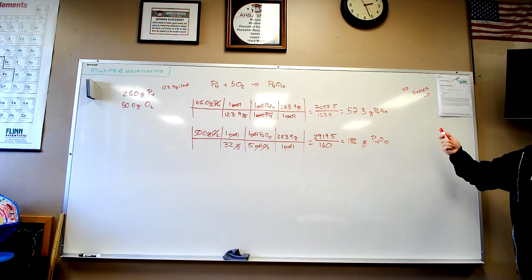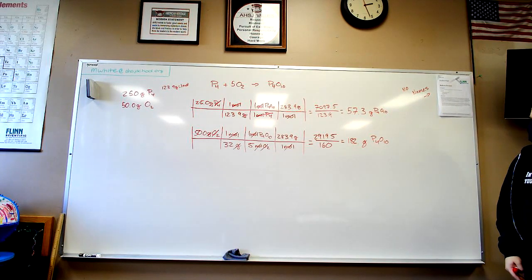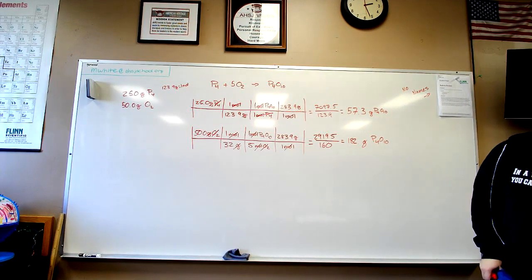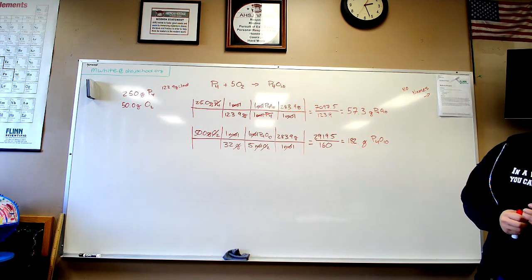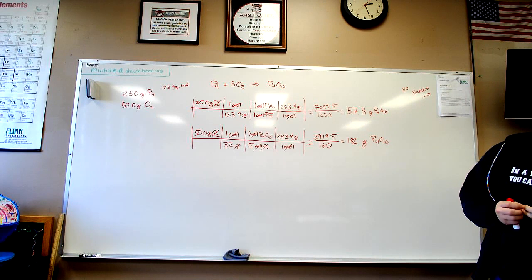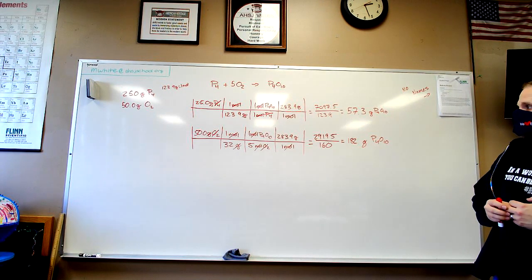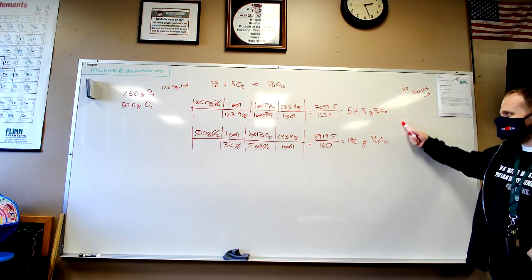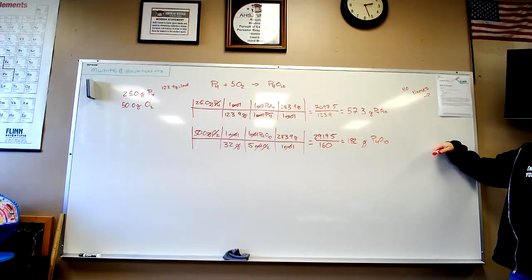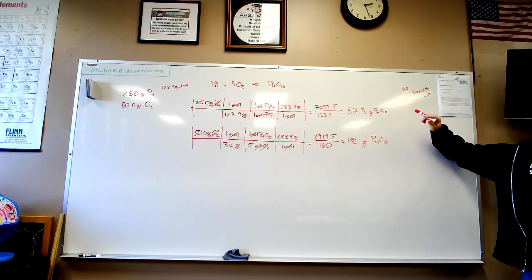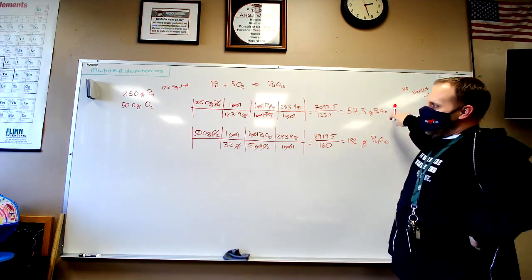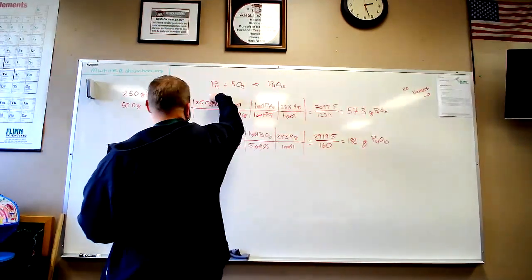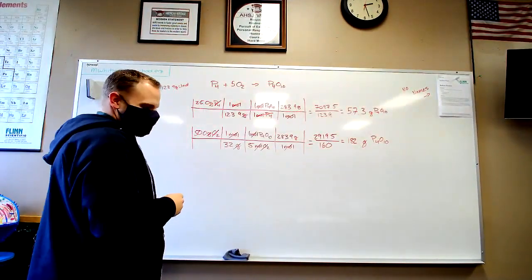So, what's our limiting reactant? Which one do we get less of? Which one of these two numbers is smaller? Okay. That means that is our limiting reactant. So we know P4 is going to be a limiting reactant.